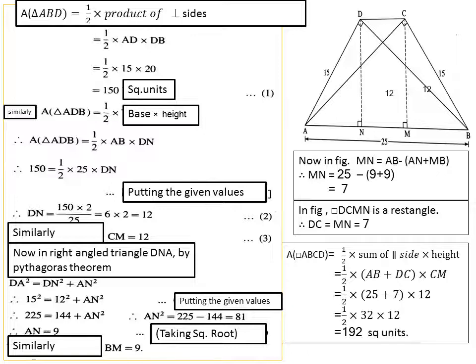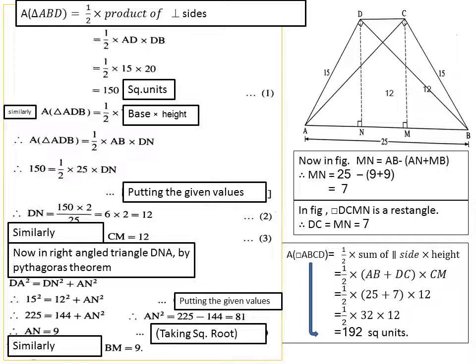Put the values, we get half into 25 plus 7 into 12. 25 plus 7 is 32. That means we get half into 32 into 12. And after calculating, we get area of quadrilateral ABCD is equal to 192 square unit.